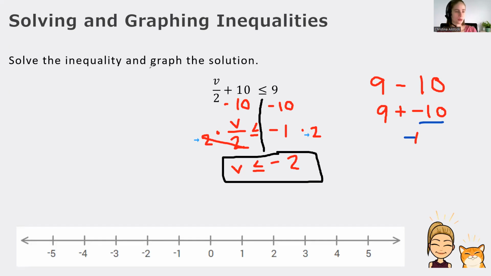So our solution here, our answer is v is less than or equal to -2. Now to graph the solution, because it's an or equal to inequality, that means I'm going to have a solid or a filled in circle. And if v is less than or equal to -2, well, the numbers that are less than that are farther away from 0, so our line is going to go to the left.